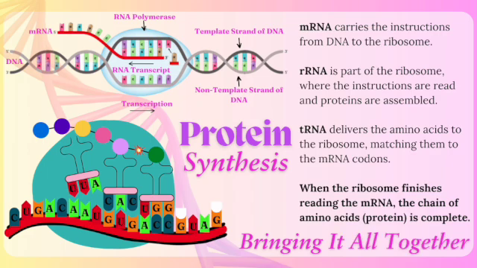So, a little review. mRNA carries the instructions from DNA to the ribosome. rRNA is part of the ribosome where the instructions are read and proteins are assembled. tRNA delivers the amino acids to the ribosome, matching them to the mRNA codon. And when the ribosome finishes reading the mRNA, the chain of amino acids is complete.